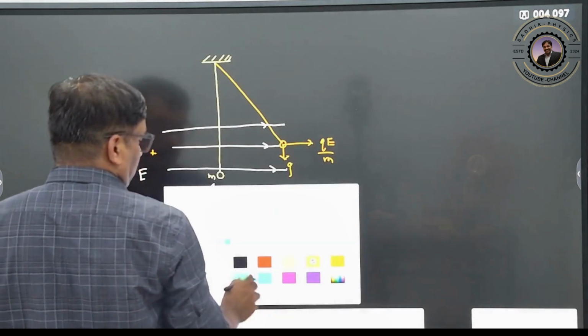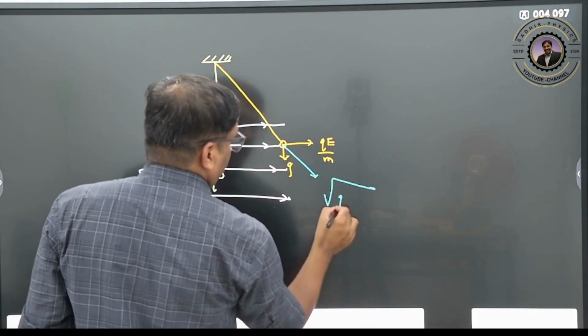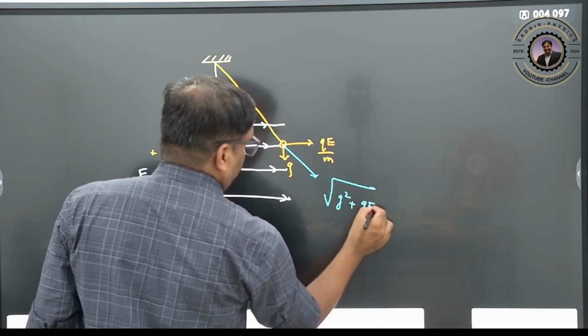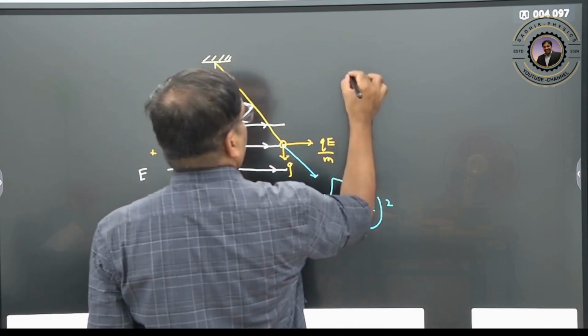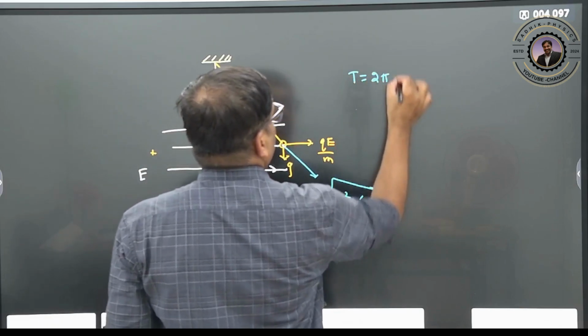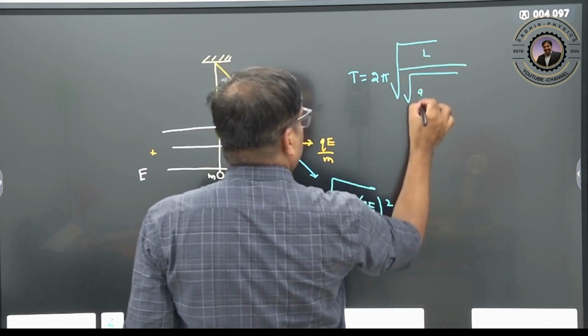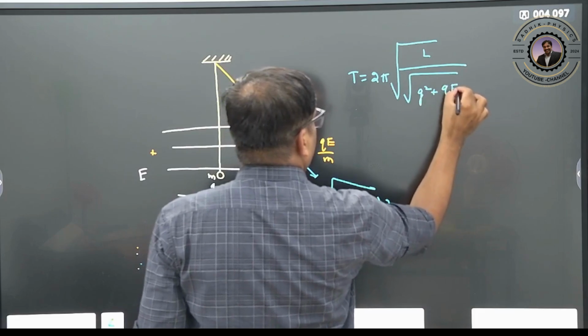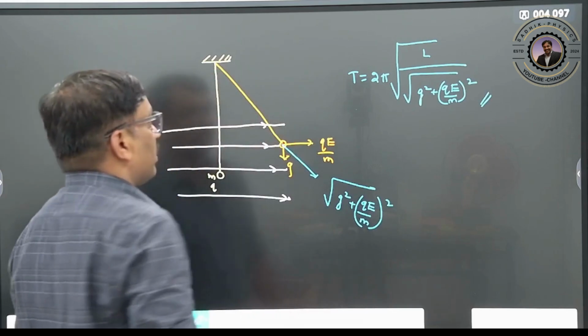What will be the effective acceleration here now? It is the root of g squared plus (QE by m) whole squared. Therefore, what will be the time period now? The time period is equal to 2 pi times square root of L by, again, root of g squared plus (QE by m) whole squared. So this will be the time period.